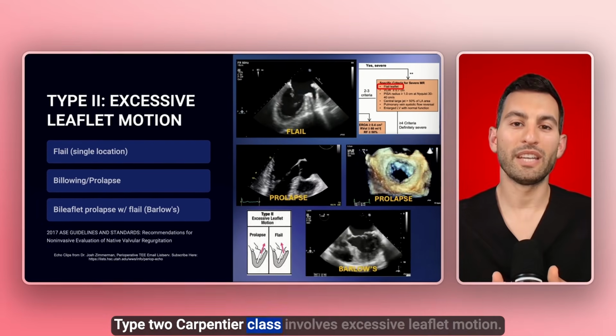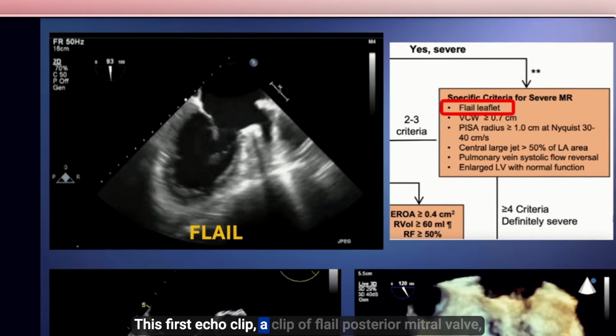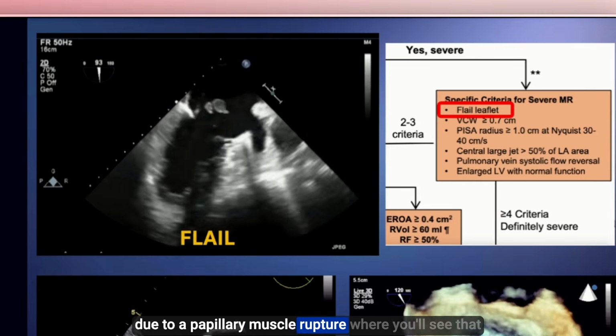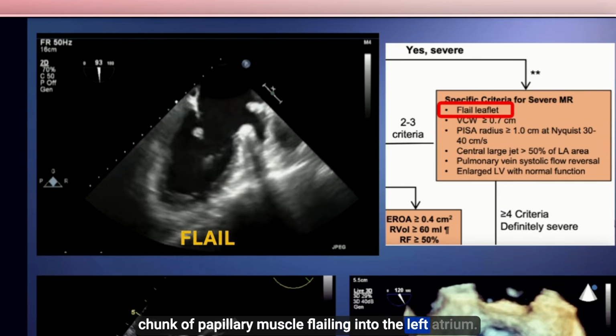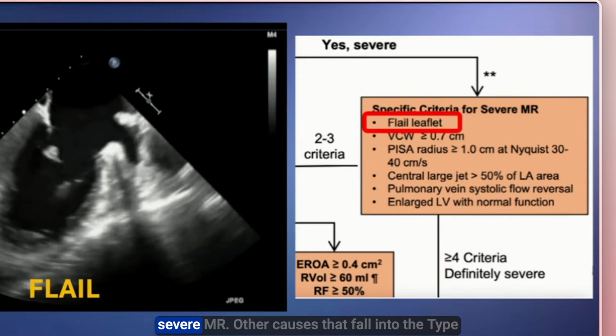Type 2 Carpentier class involves excessive leaflet motion. This first echo clip is a clip of flail posterior mitral valve due to a papillary muscle rupture, where you'll see that chunk of papillary muscle flailing into the left atrium. Flail leaflet is one of the specific criteria for severe MR.